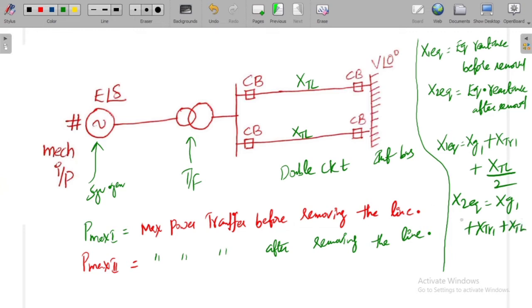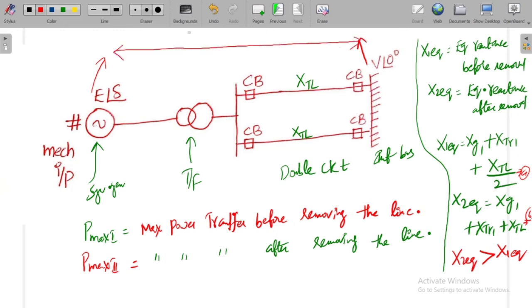Now tell me what is the relation between X2 equivalent and X1 equivalent? X2 equivalent can be treated as greater than X1 equivalent from these two equations. From equation A and equation B, we can say that the equivalent reactance between the synchronous generator and the infinite bus is greater when we remove the line. Before removing the line it is lesser.